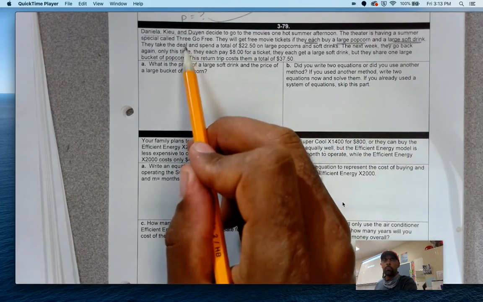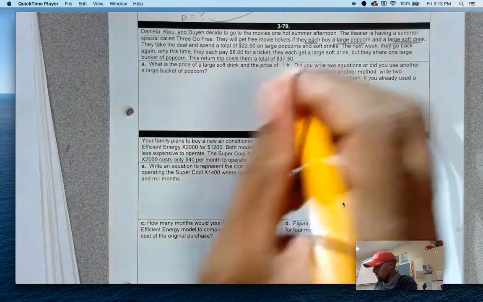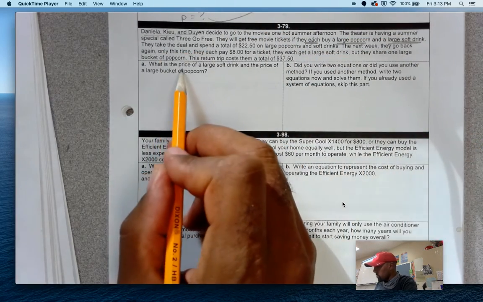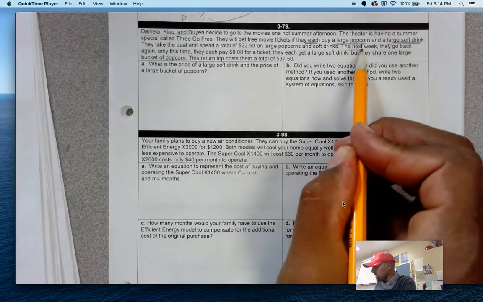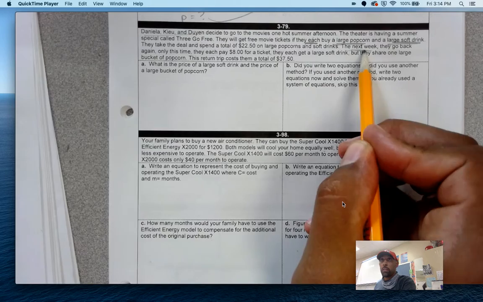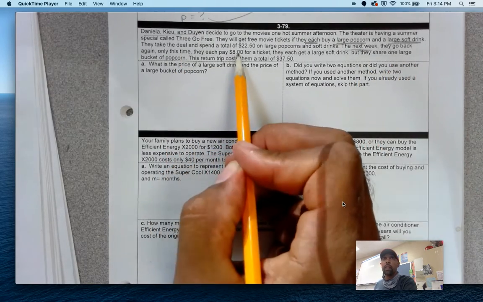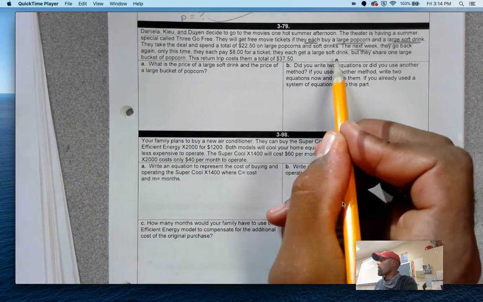So they take the deal. They go and spend a total of $250. So we're going to basically come up with some equations. And then later on, the next week, that'll probably be our second equation. They go back again, only this time they pay $8 for a ticket. That means each person paid $8, and they get a large soft drink.